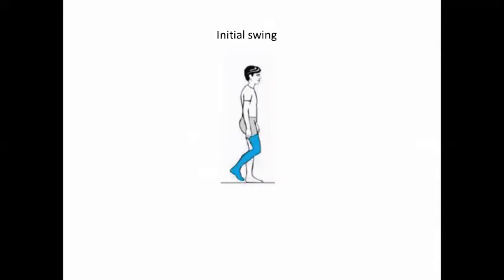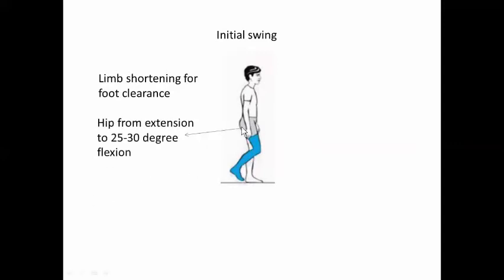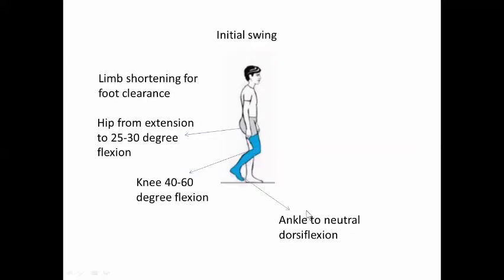Another subphase is initial swing. It requires limb shortening for foot clearance. As you see in the picture, the foot is above the floor. It is not attached to the floor. This phase requires the hip to go from extension to 25 to 30-degree flexion and the knee into 40 to 60-degree flexion along with the ankle in neutral dorsiflexion.